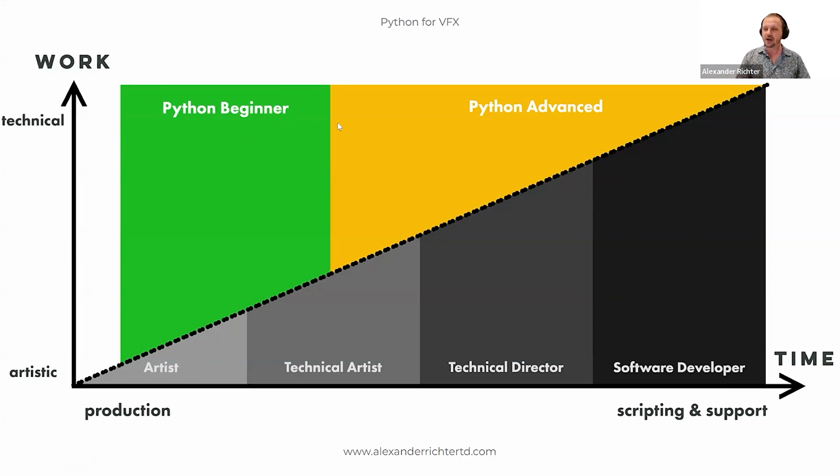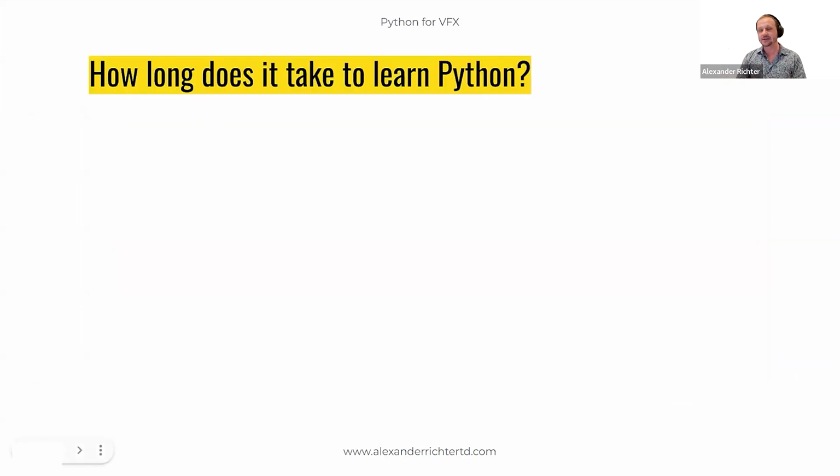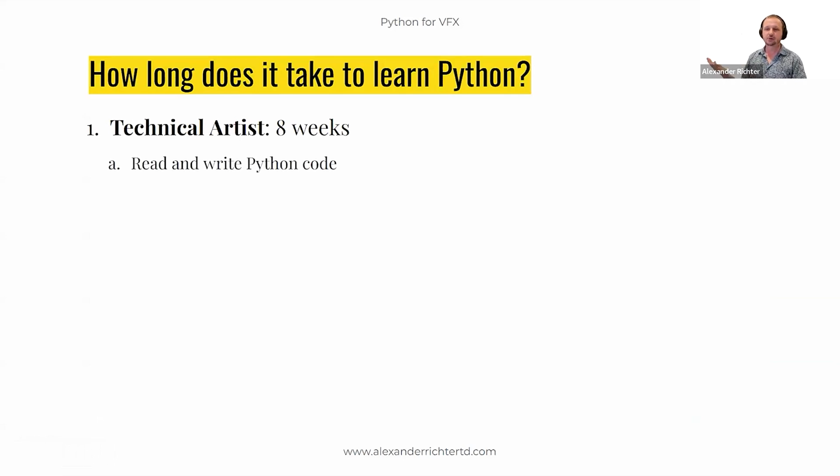And so generally, as I always say, the Python beginner is like artist to technical artist, and then slowly bleeds into advanced Python, because then you start to work in a team with others and so on. And generally, I say it's actually not as long to learn the basics of that. So for example, technical artists, I would say you can learn it in 8 weeks: read and write Python code and write simple, helpful applications.